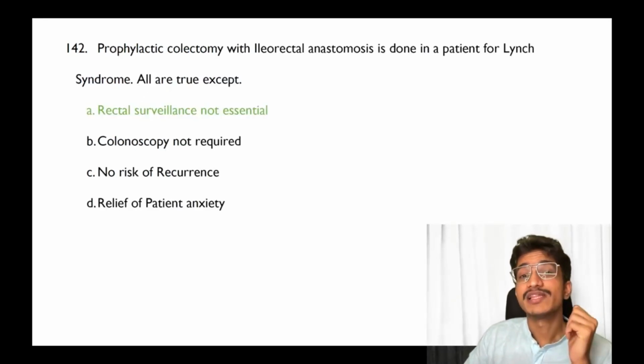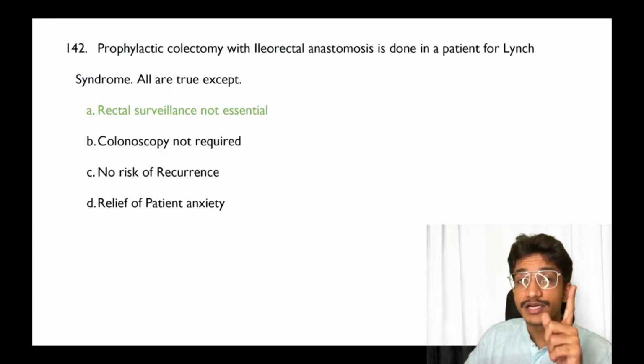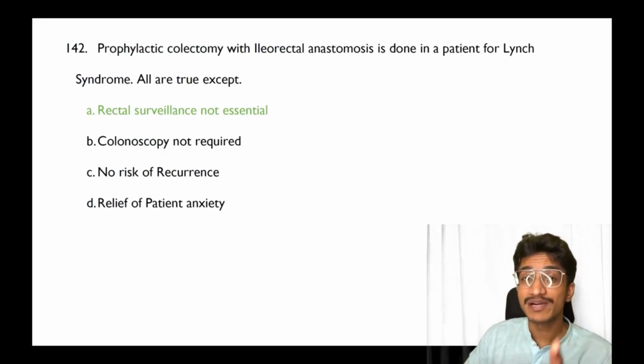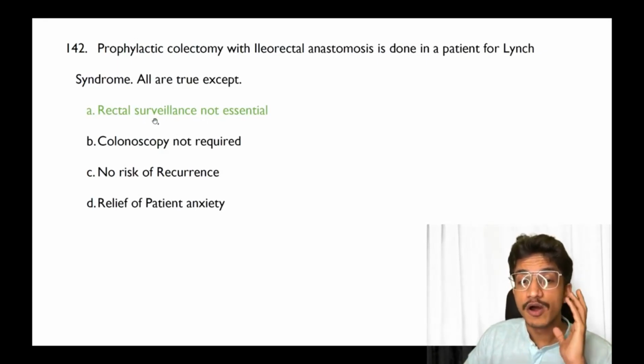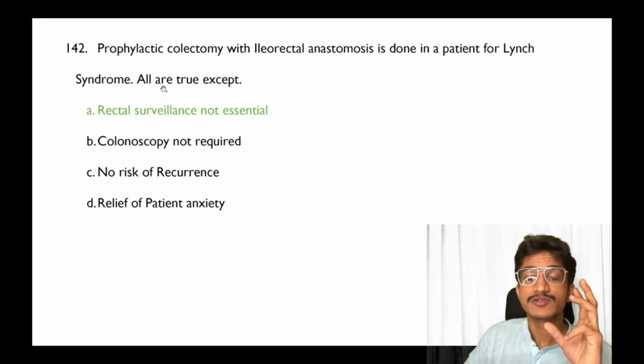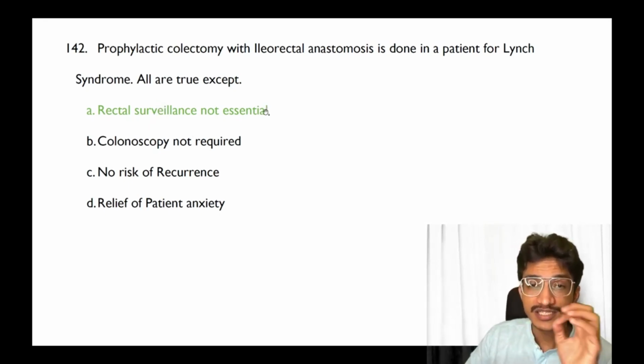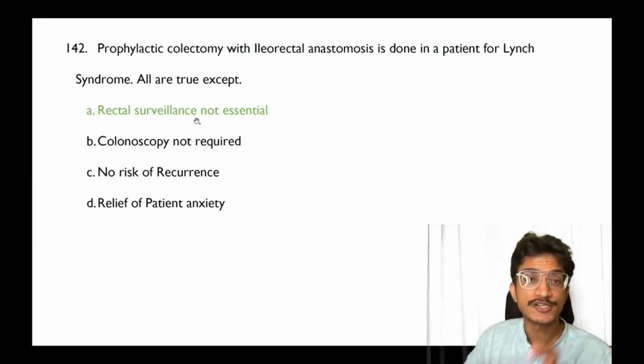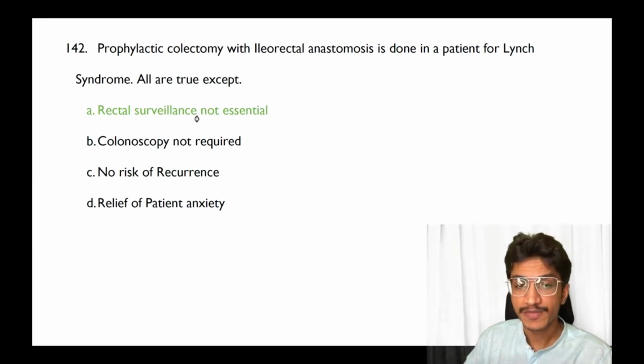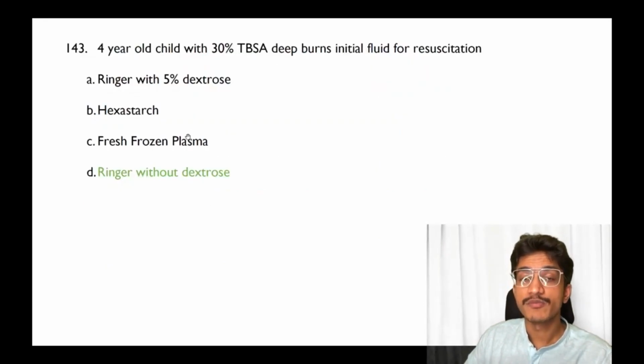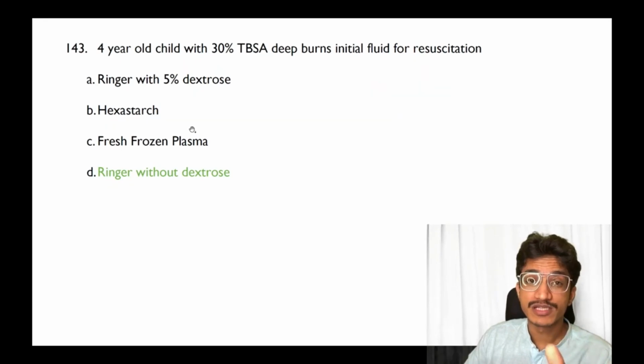Prophylactic colectomy with ileorectal anastomosis in Lynch syndrome, I have confirmed it is not FAP, it is Lynch. Then you always go for rectal surveillance. So if rectal surveillance is not essential is the option, it is incorrect. So that should be the correct answer in this scenario. This is a reference which I have taken from Short. Many questions from Short this time.